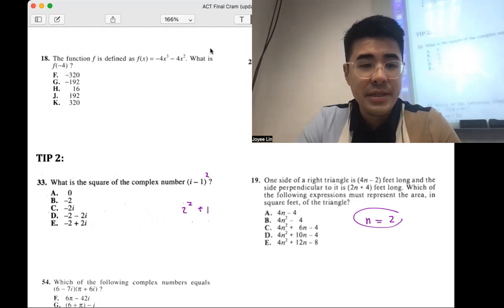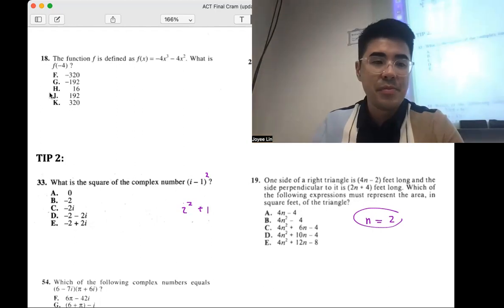What was the answer to number 18 again? The answer to number 18 was J, 192.